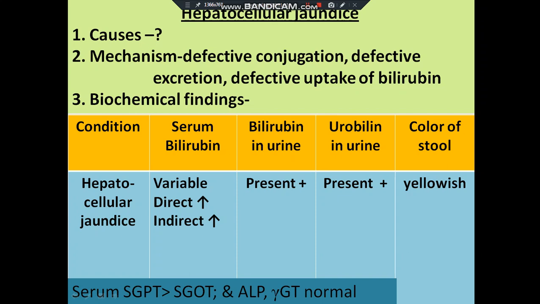What are the biochemical findings? In hepatocellular jaundice, the serum bilirubin is increased. Bilirubin in the urine is present, urobilin in the urine is also present, and the color of stool is yellow. Serum SGPT is more than SGOT. ALP or gamma glutamyl transferase is normal.